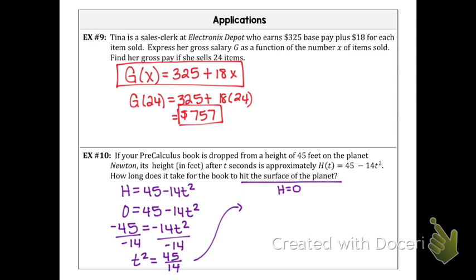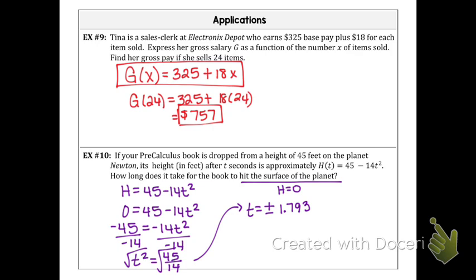And then to get rid of the square, we're going to take the square root. So we get T equals plus or minus the square root of 45 over 14. Well, we're almost to our answer here, so I'm going to go ahead and round it to 3 decimal places. So 1.793.